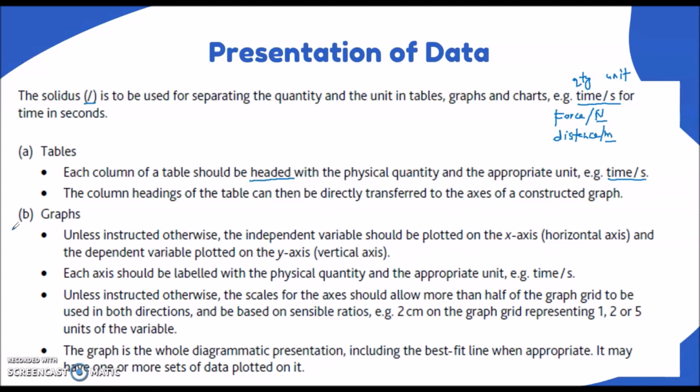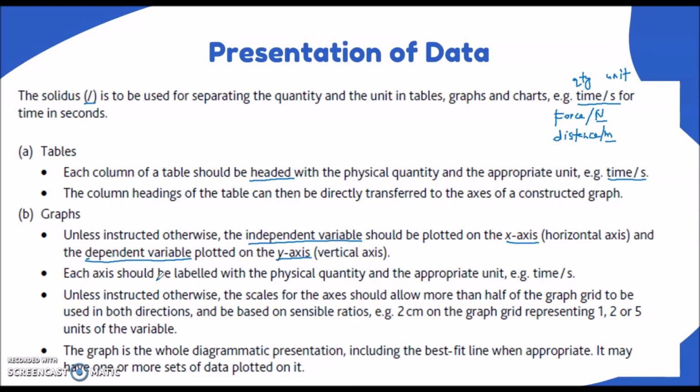Second presentation of data, we have graph here. The first one, unless instructed otherwise, the independent variable should be plotted on the x-axis. So the x-axis is the independent variable. For example, if we have Hooke's law experiment, we have force as our independent variable, so we plot it on the x-axis or horizontal axis. And the dependent variable, we plot on the y-axis. So here for Hooke's law, we have extension as our dependent variable.